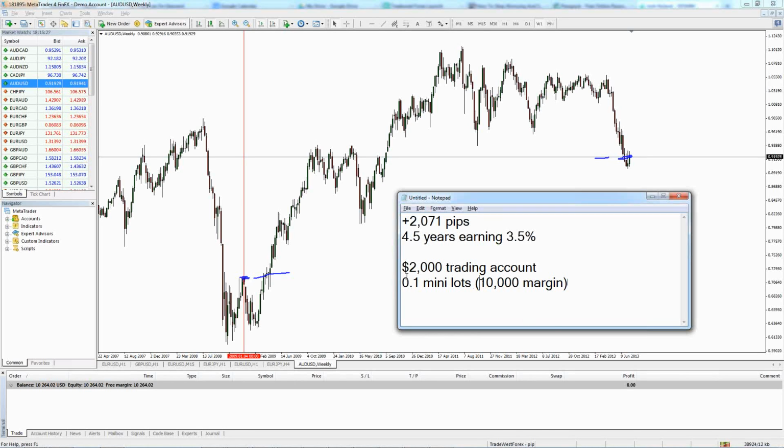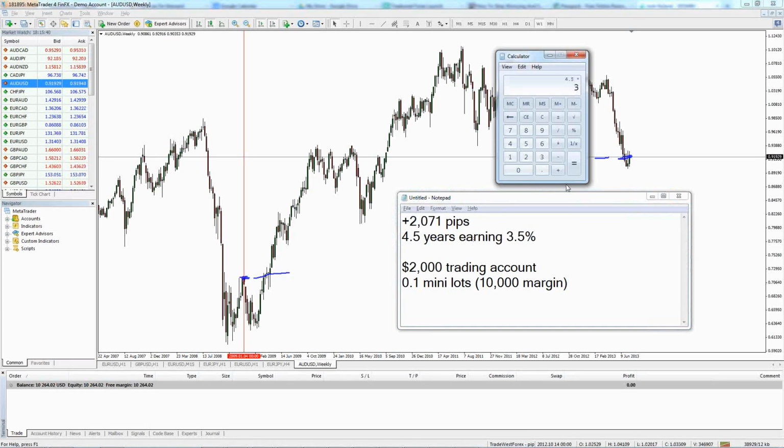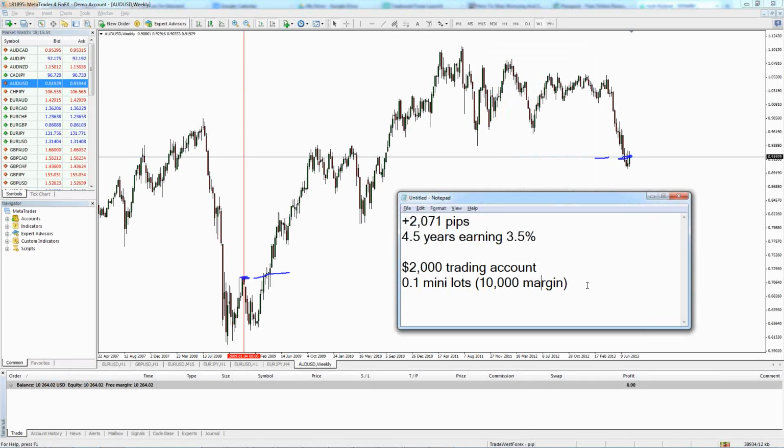Now, what that means for that whole time you held it, you earned 3.5% on 10 grand, times 4.5 years. So the math's pretty simple here. You go 4.5 times 3.5 times 10,000 margin, divided by 100 to get it into a percentage. $1,575 profit. That's just from the interest. So you almost were able to double your account in 4.5 years just sitting on a trade doing nothing else.